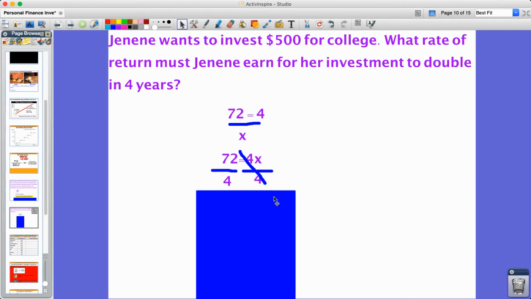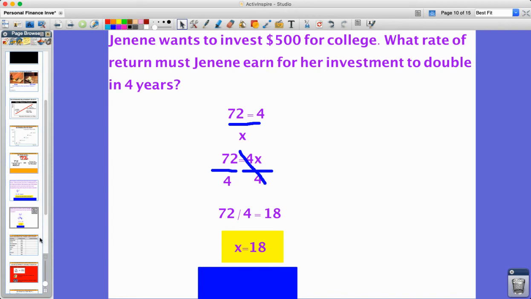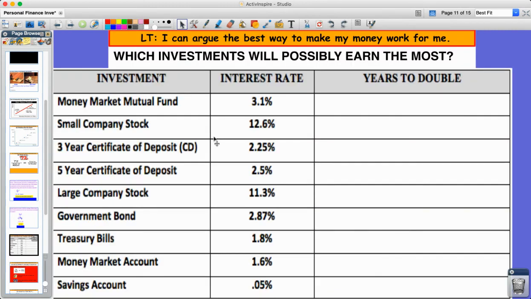So here we have to do a little bit of math, right? So 72 over X equals 4. Put the 4 over 4, we cancel it out. Put the 4 over 72, and we divide again. 72 divided by 4, 18. So she has to have 18% interest on her money for it to double in 4 years, okay? So then you're going to work on these, and you're going to do it the same way we just did those two examples, okay?